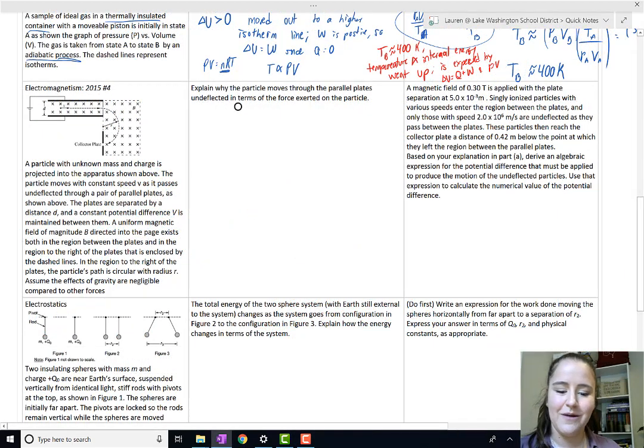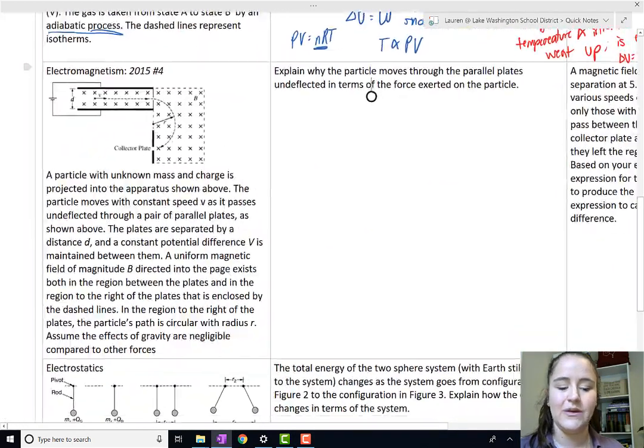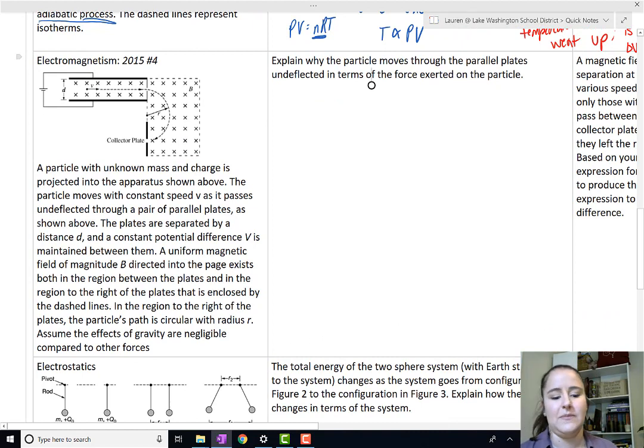Okay, next problem on electromagnetism. This one is from the 2015 AP exam. We have a particle with an unknown mass and charge projected into the apparatus shown above. A particle moves at a constant speed v as it passes undeflected through a pair of parallel plates as shown above. The plates are separated by a distance d, with constant potential V, and so on.